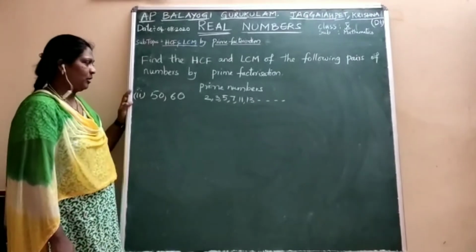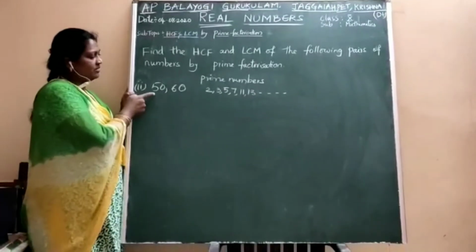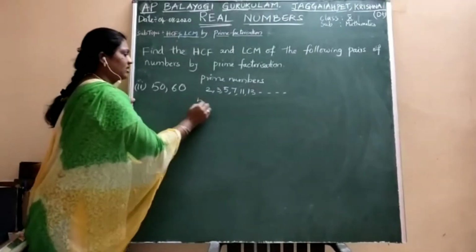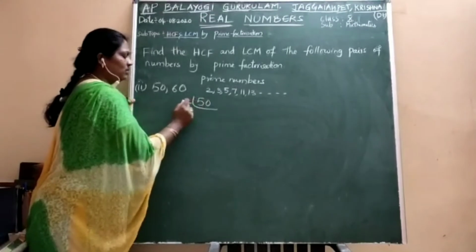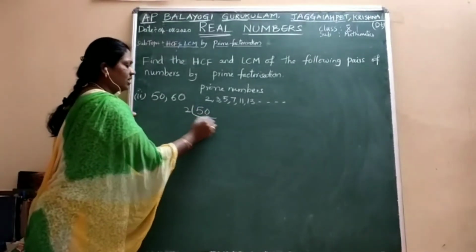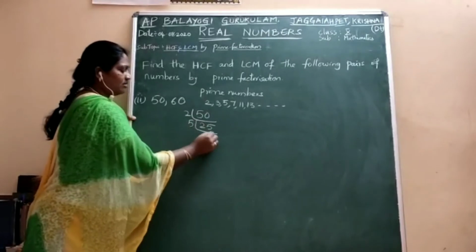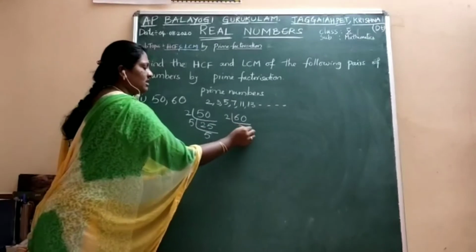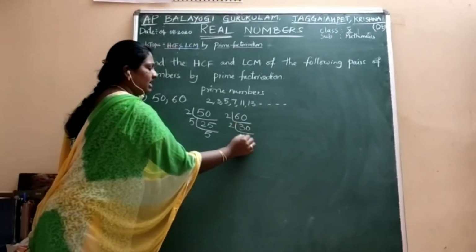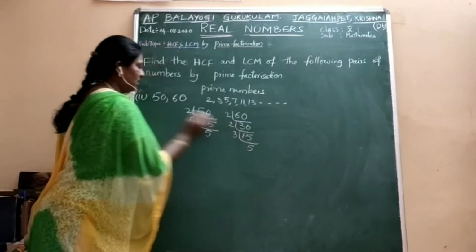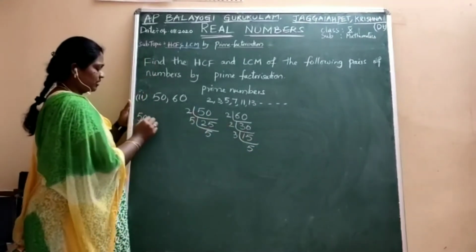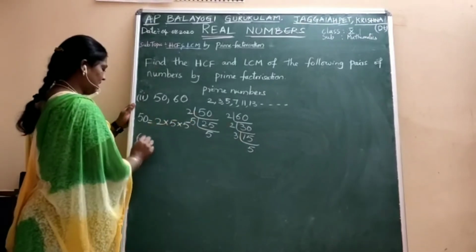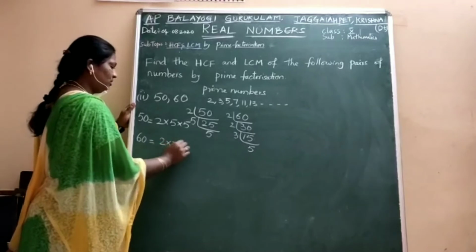Let's take another problem. Find the HCF and LCM of these two numbers, 50 and 60. Now we write 50. 2 table, how many times in 50? 25 times. Again the 5 table, 5 times. Again 60: 30 times, again 2, 15 times, 3, 5 times. Now we write 50 as a product of primes: 2 into 5 into 5. Again 60 as a product of primes: 2 into 2 into 3 into 5.